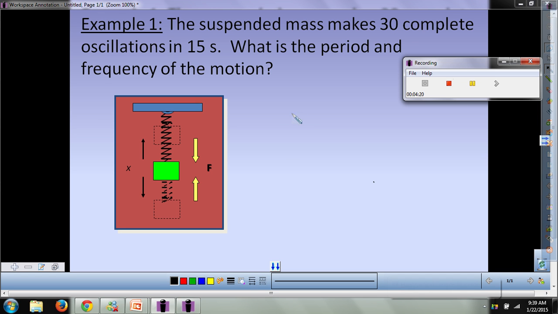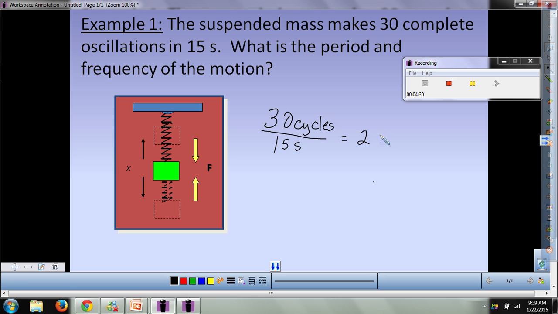So I know that it's going to make 30 cycles every 15 seconds. So that's 2 cycles per second. And we call that 2 hertz. That's your frequency. If I want the period, it is 1 over f. So I have 1 over 2 cycles per second, the cycles fall out. So 1 over 2 seconds is going to be 0.5 seconds for the period.